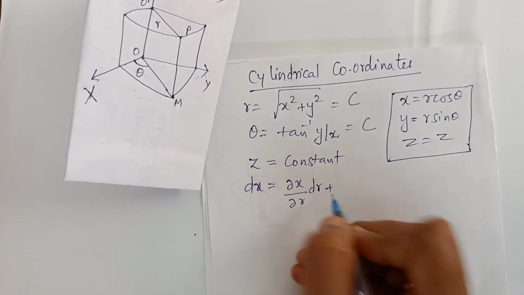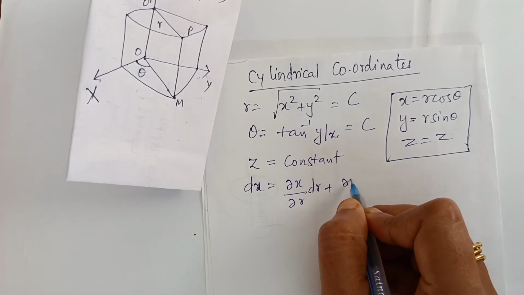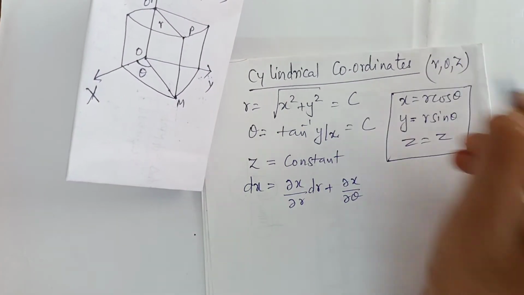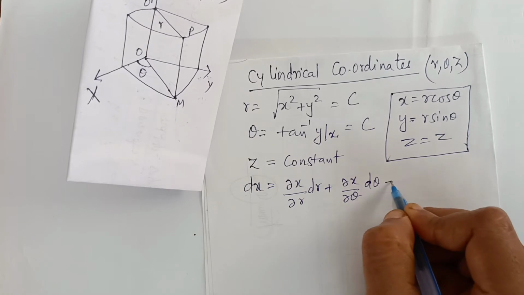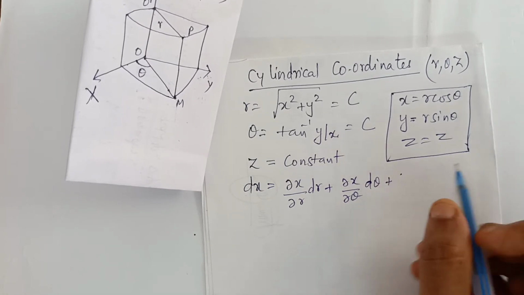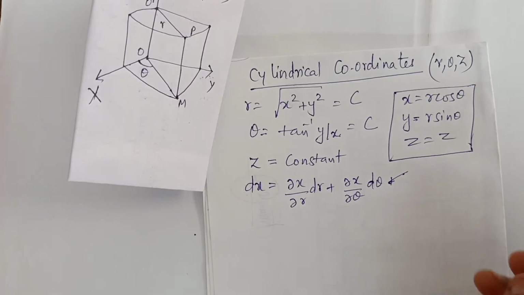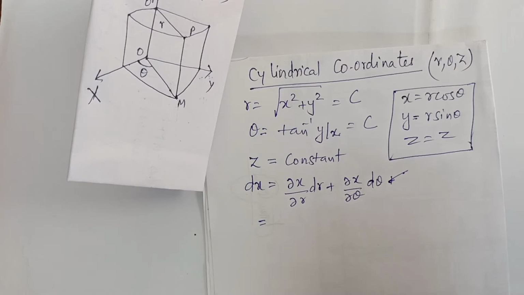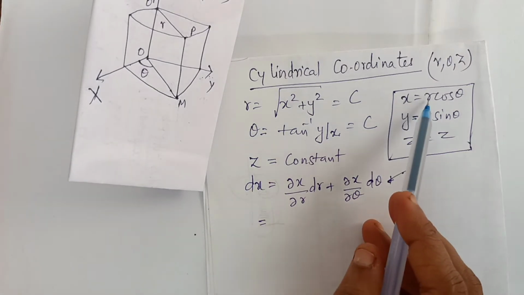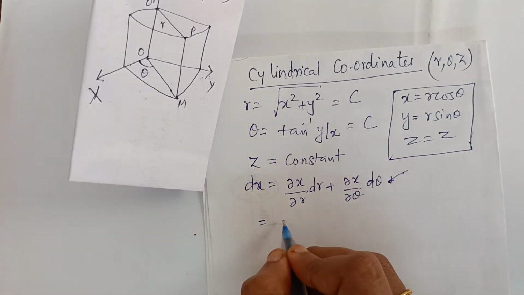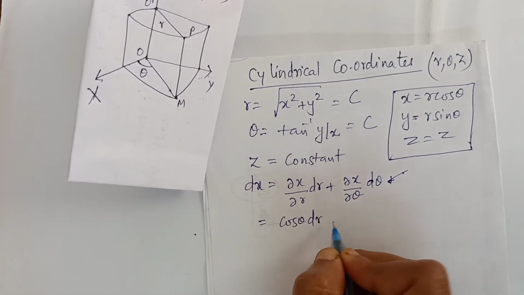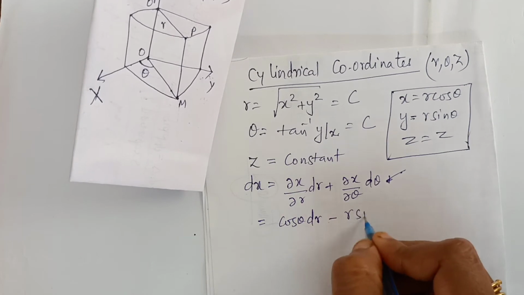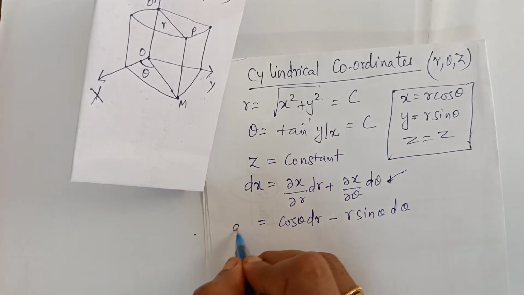So we have written dx is equal to dou x by dou r into dr, plus dou x by dou theta into d theta. Here we are having the coordinates as r, theta and z, and we don't have a z term here. So how can we write? We are having x is equal to r cos theta. When you differentiate x with respect to r, we get cos theta dr. Then for theta, the differential of cos theta is minus sin theta, so minus r sin theta d theta. That is dx.